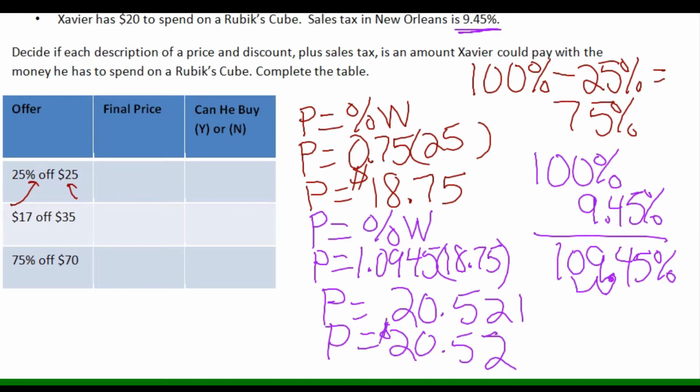So my final answer is $20.52. So to answer the first part, no, he will not be able to purchase that Rubik's Cube because he only has $20 to spend. So the final answer for this one is $20.52.